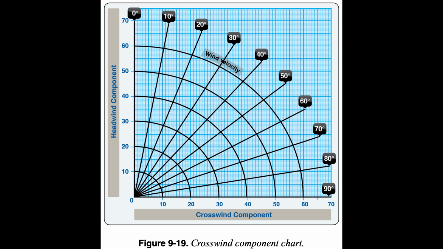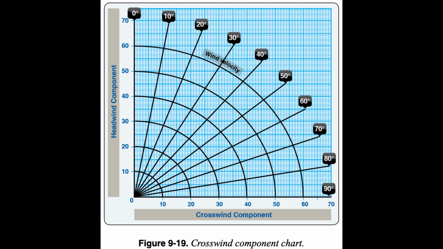The headwind component and the crosswind component for a given situation is determined by reference to a crosswind component chart. Figure 9.19. It is imperative that pilots determine the maximum crosswind component of each airplane they fly and avoid operations in wind conditions that exceed the capability of the airplane.